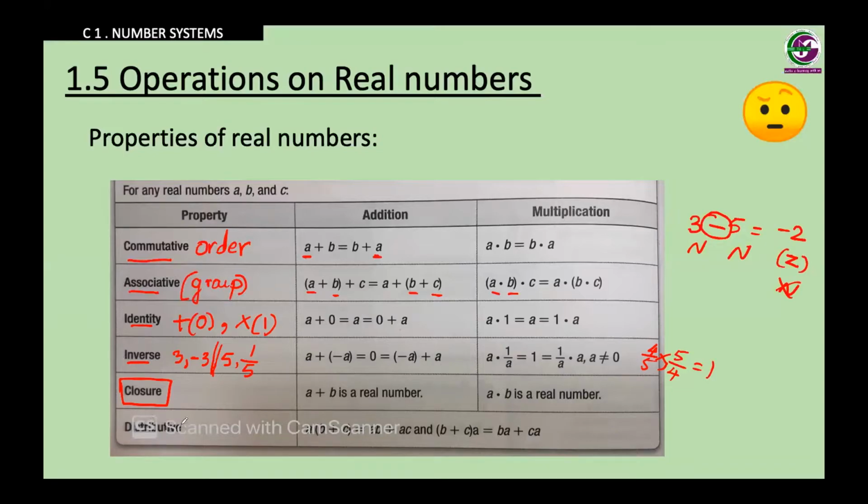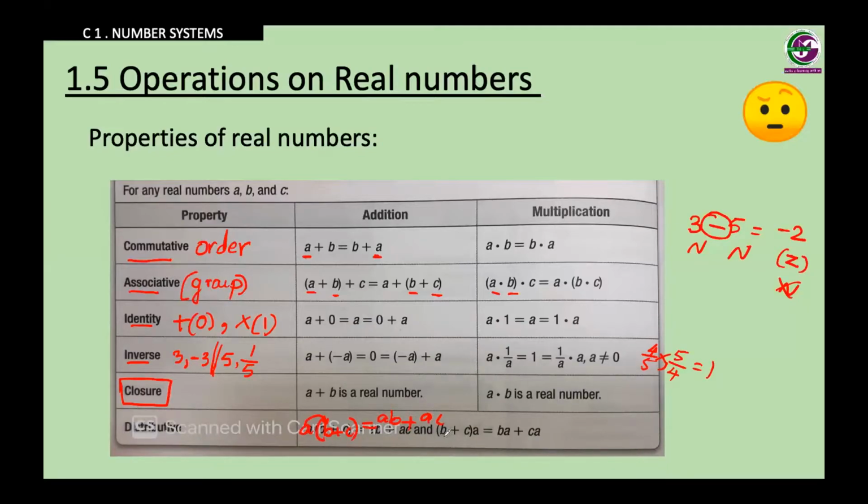Now here we have the last one for now, distributive property. Distributive property means, it's from the word itself. A(B plus C) can be written as A multiplied by B, which is AB, plus A multiplied by C, which is AC.